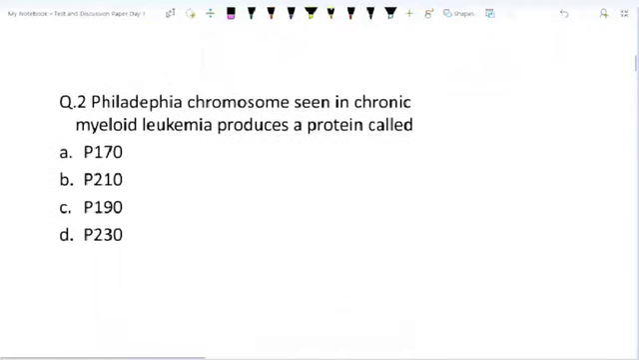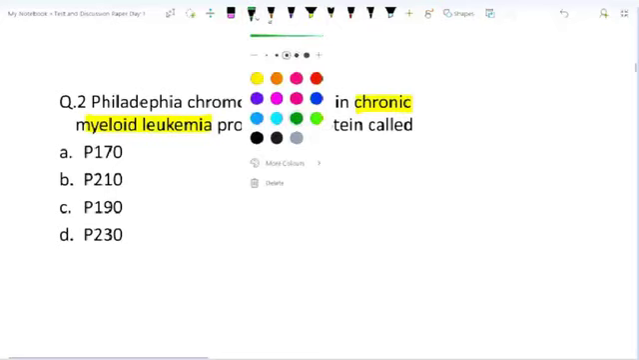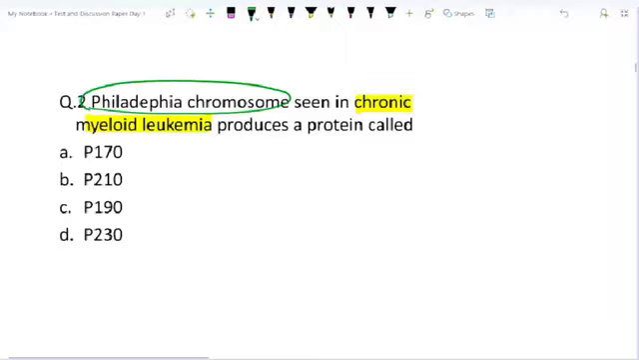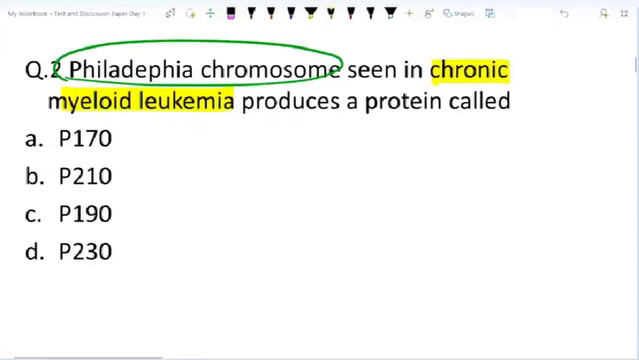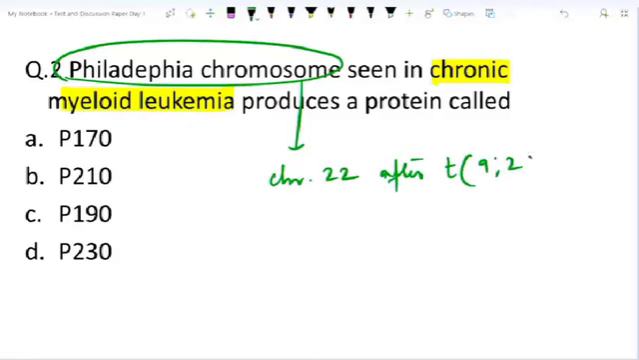Next: the Philadelphia chromosome seen in chronic myeloid leukemia produces a protein called. So first of all, let's clarify some basics. What is the Philadelphia chromosome? The Philadelphia chromosome is chromosome 22 after the 9;22 translocation has occurred. On this chromosome, there is fusion of BCR and ABL1.